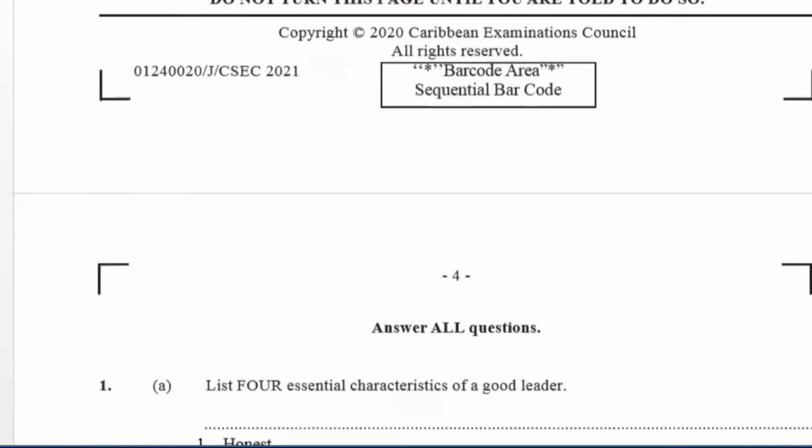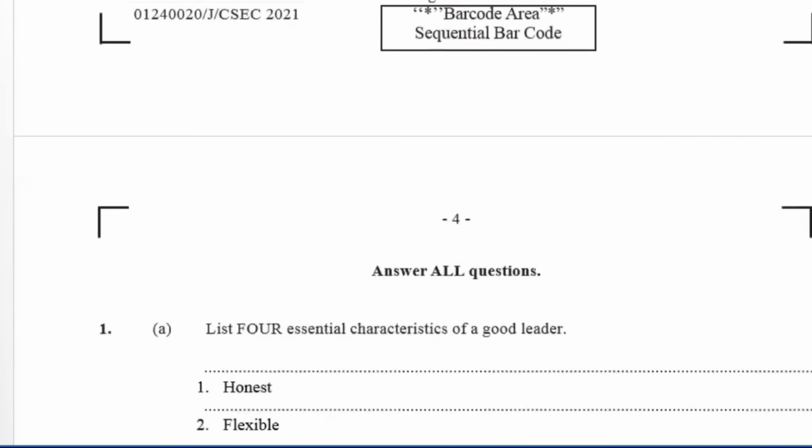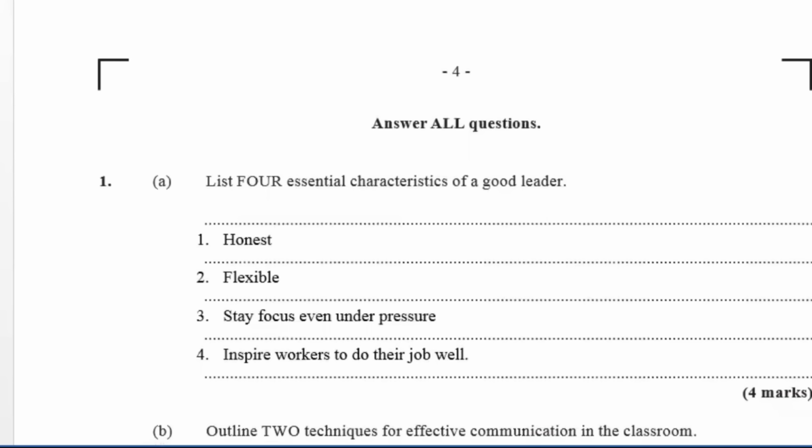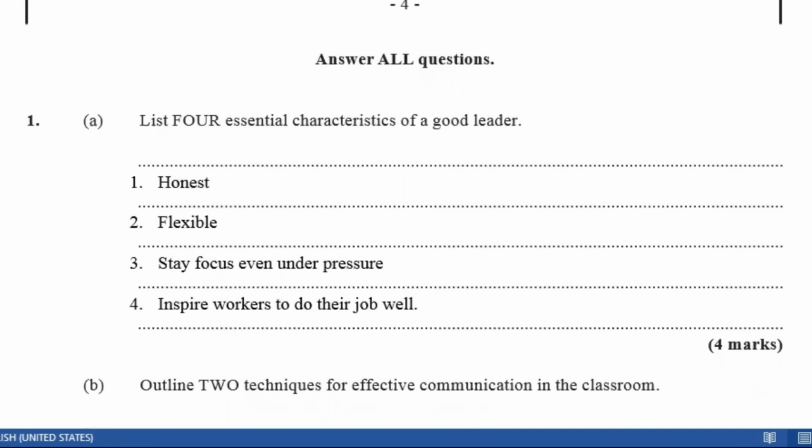All right. So you have honest, flexible, stay focused even under pressure, inspire workers to do their job well. Those are some characteristics of a good leader. Next question. Outline 2 techniques for effective communication in the classroom. Think about it.